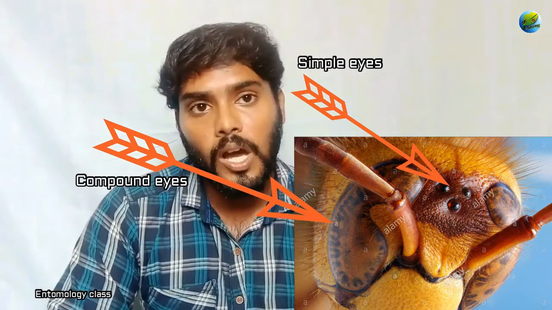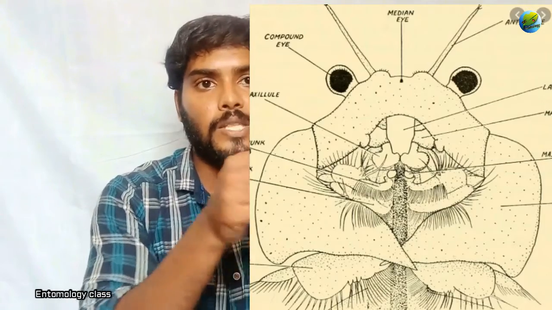Arachnida, Chilopoda and Diplopoda, they are all having only simple eyes. In case of Crustacea, the most unique character is that they are having stalked eyes. All other arthropod classes will be having their eyes stuck to their body, but in case of crustaceans, the eyes are stalked. So the eyes will be located on a stalk.